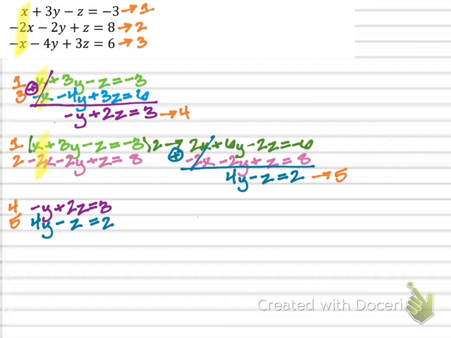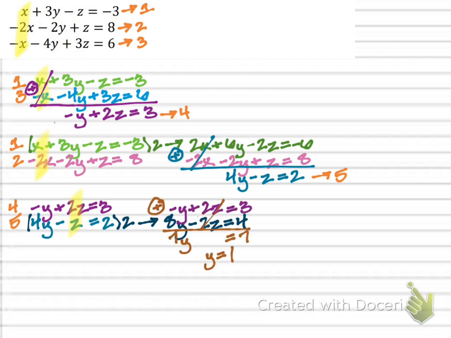Now I take equation 4 and equation 5 and figure out what I want to do. We can get rid of the z's here. So I can multiply the 5th equation by 2. There we go. And then I can take equation 4. It stays the same. Now I'm ready to add them together. My result is y equals 1.